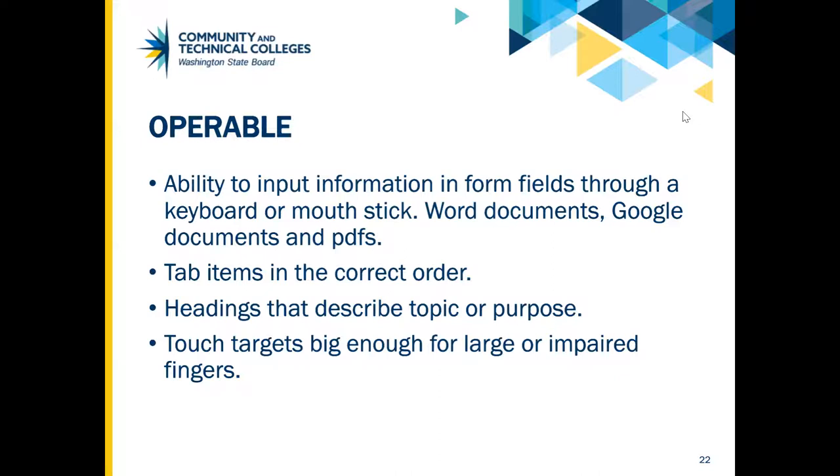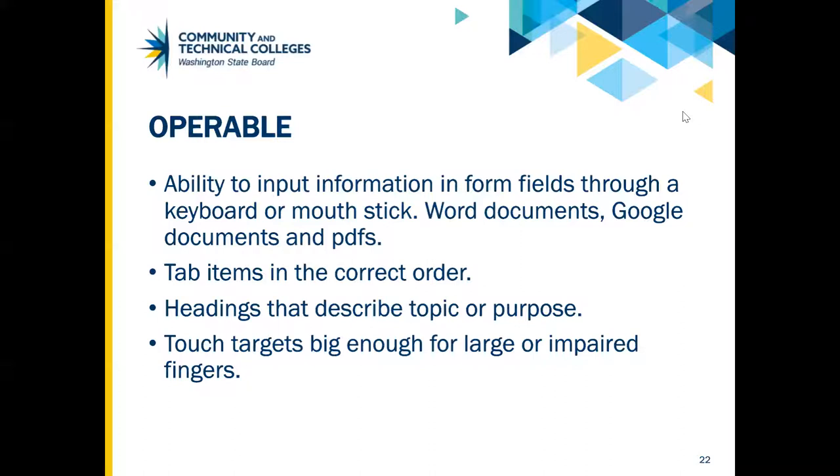Can someone interact with your site? Is there an alternative way to fill out forms or control a video? An accessible site should allow for the ability to input information in form fields through a keyboard or mouse stick. This includes Word documents, Google documents, and PDFs. Tab items in the correct order. Keyboard users should be able to tab through interactive elements in the correct order, and I'll show a demo of this later. Headings should describe topic or purpose. Touch targets should be big enough for large or impaired fingers.